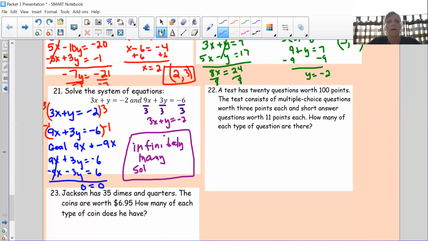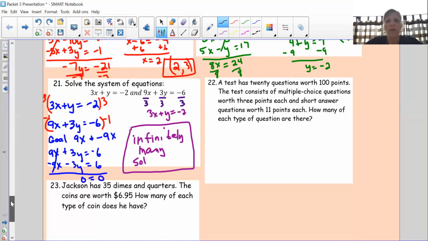Okay, next. A test has 20 questions worth 100 points. The test consists of multiple choice questions worth 3 points each, and short answer questions are worth 11 points each. How many of each type of question are there? Okay, so we have to write two equations. The first equation are the test questions. We know there are 20. That's a total. So some questions plus the other type questions, but in all there are 20.